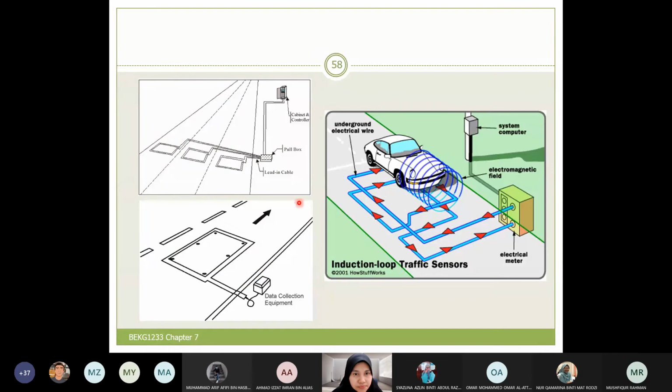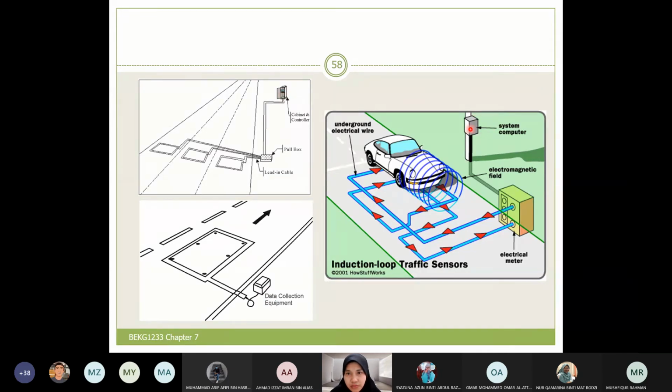So this is the figure which uses an induction loop for the traffic light signal, the traffic light sensor. Induction loop traffic sensors. The induction loop is embedded on the surface of the road. It will link to the data collection equipment and to the traffic light.